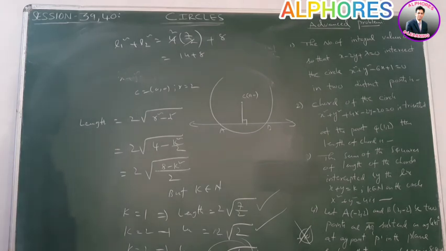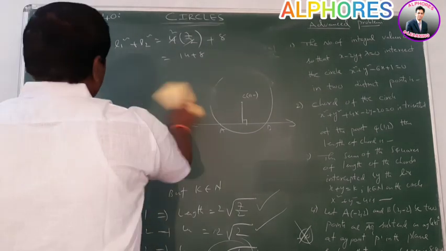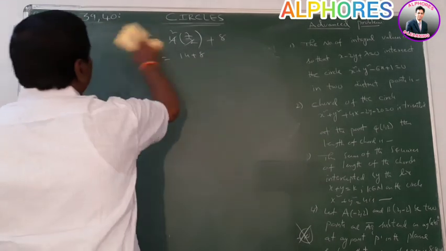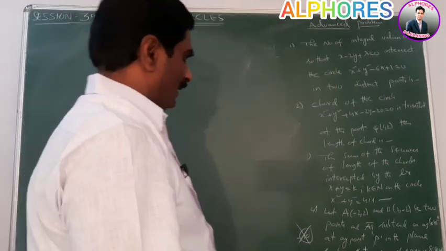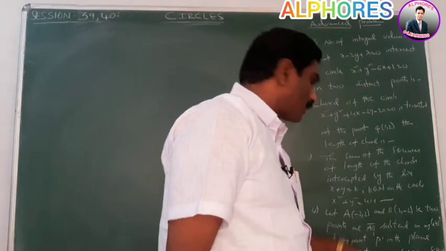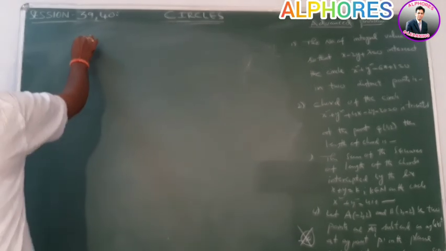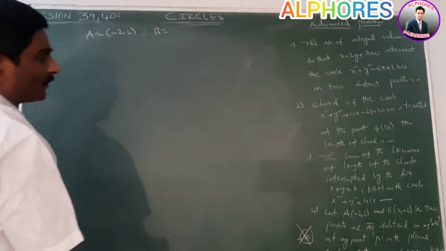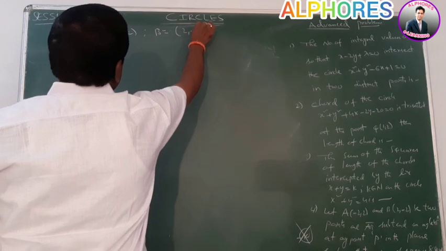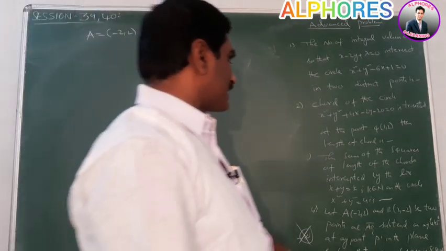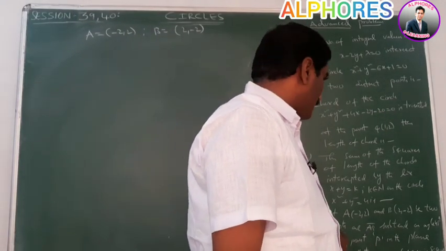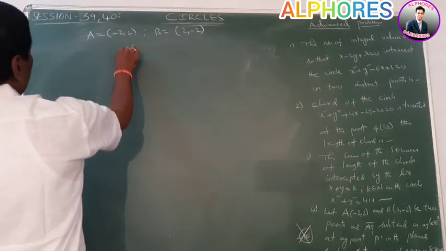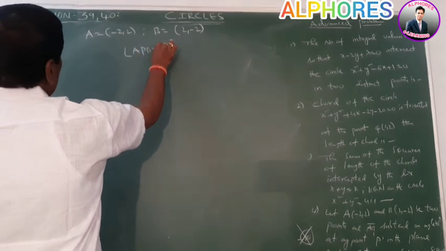Okay. Next, fourth one. Let capital A be minus 2 comma 2 and capital B be 2 comma minus 2, be 2 points, and AB subtends an angle 45 degrees at any point P. That means the angle APB is equal to 45 degrees.